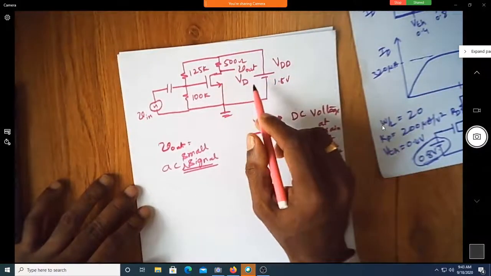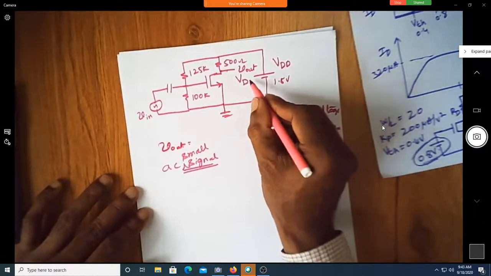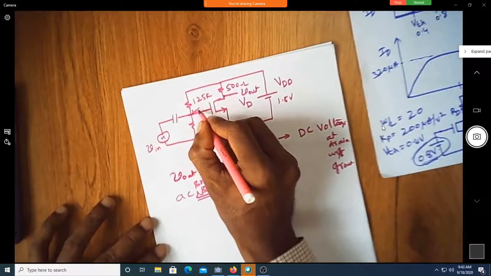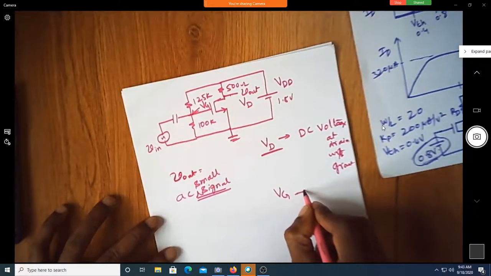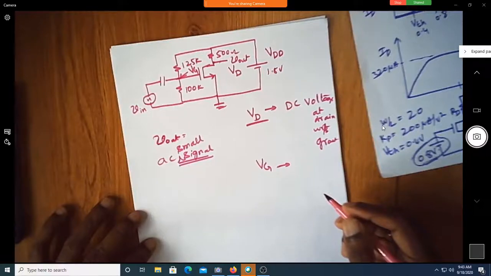VDD is the entire supply voltage. VD is the voltage at drain with respect to ground, because the second suffix is not written. Suppose I ask, what is this VG? So VG is 0.8.